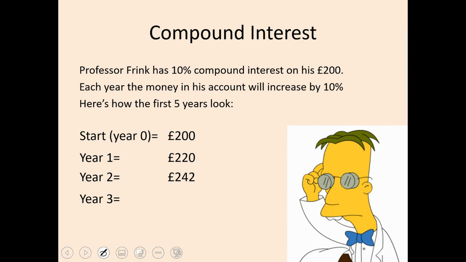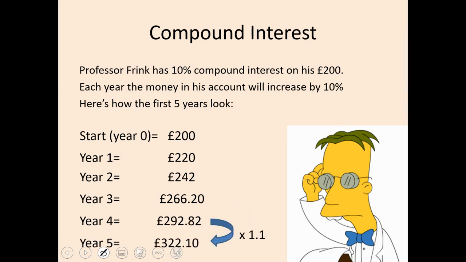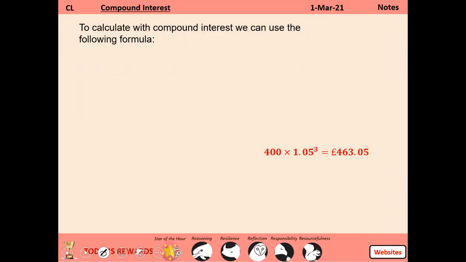And then again, okay, a 10% increase on £242 will give you £266.20 after year three. And then so on. Year four times by 1.1 and then year five times by 1.1. Okay, but this is kind of quite long. To work out compound interest after 5 years, doing it step by step is very long. So we can calculate this with a compound interest formula.